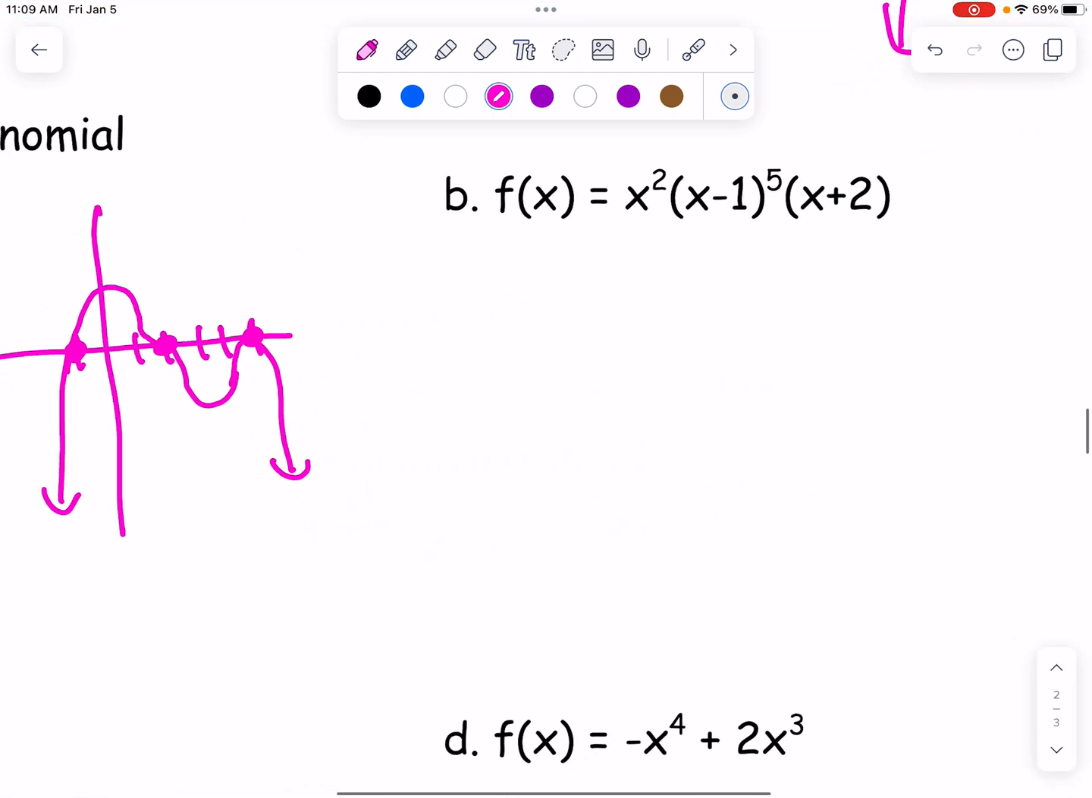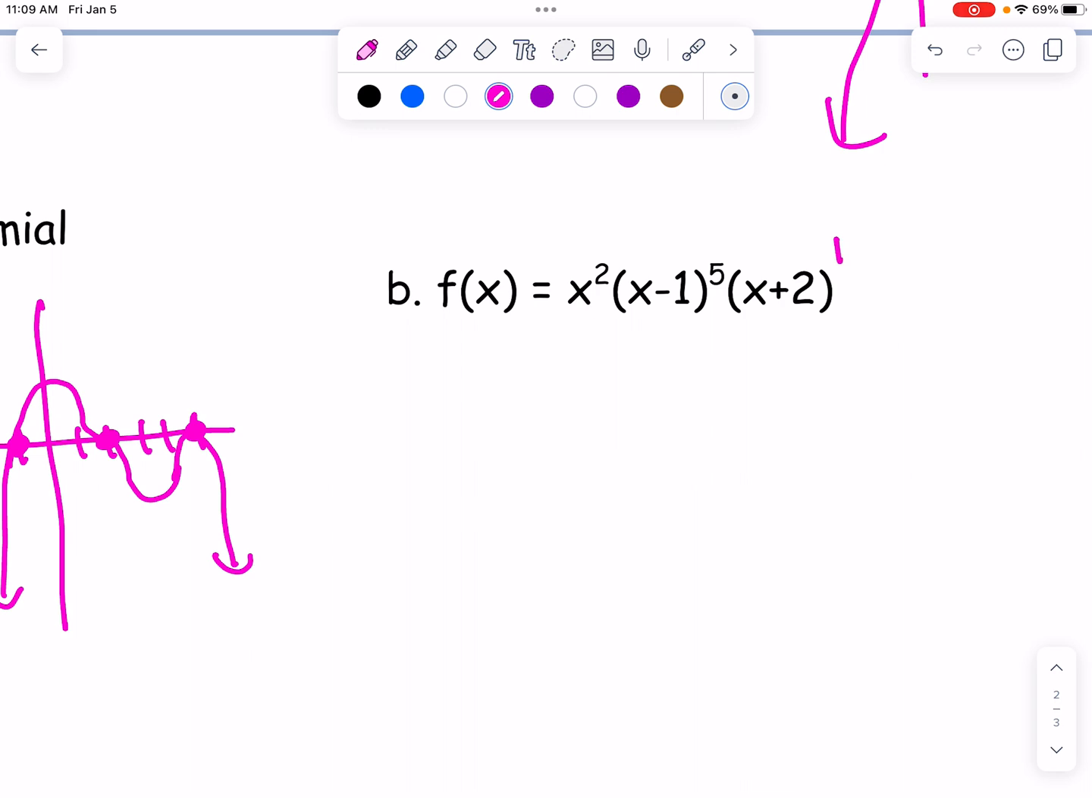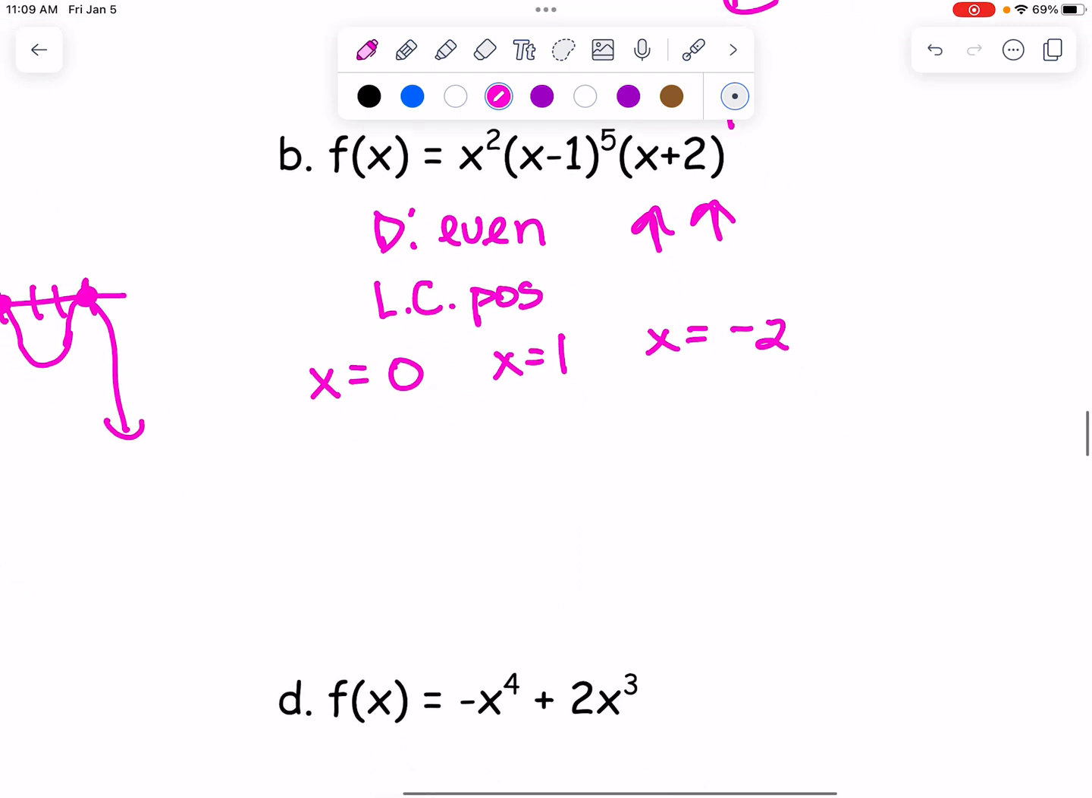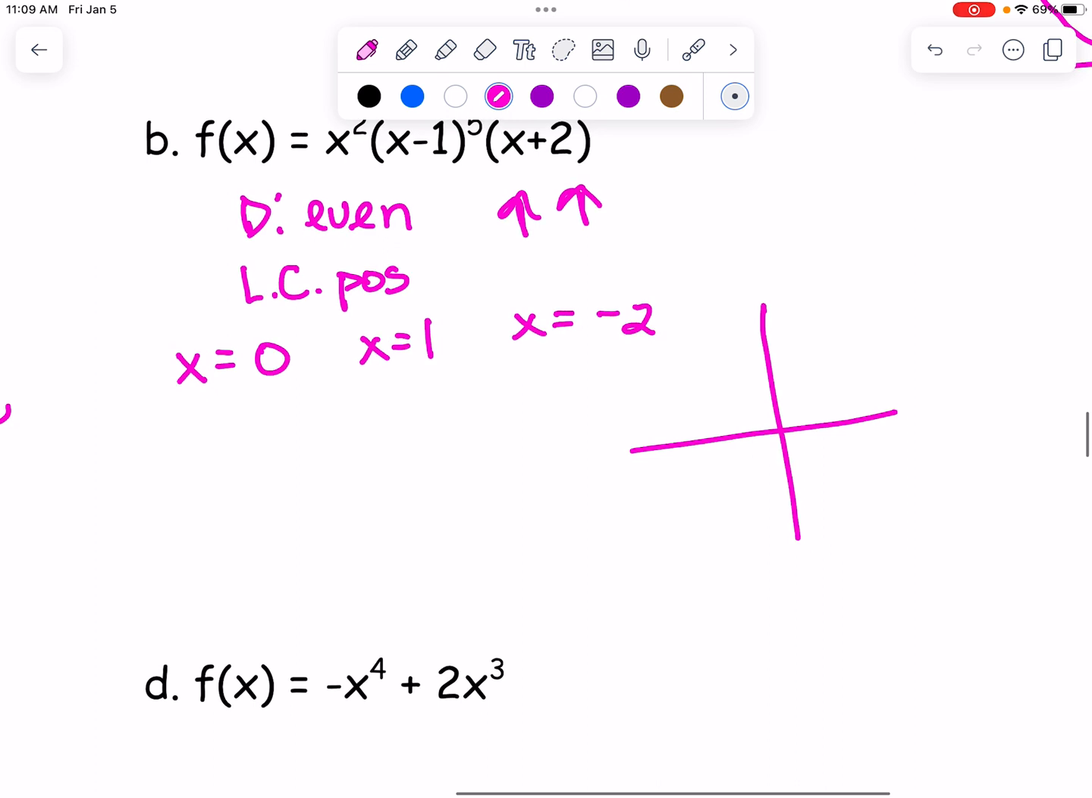Give everything an exponent. Add up your degrees. That's 7, 8. That means the degree is even. Your leading coefficient is positive. That means that my ends are going to both face up. My x-intercepts are 0, 1, -2.